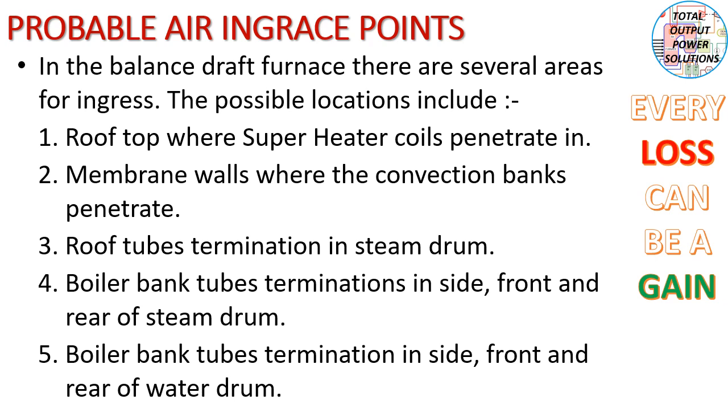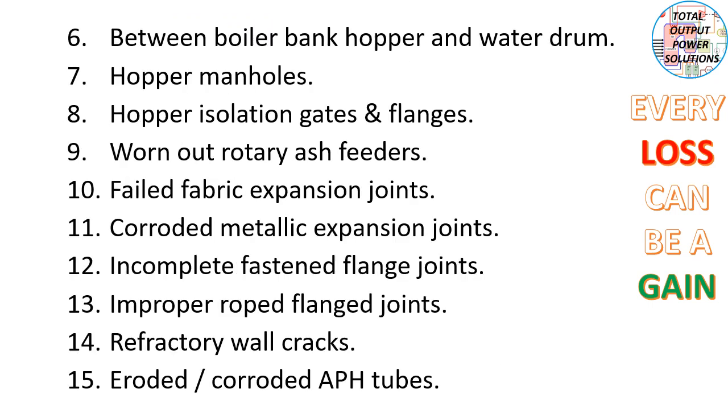The probable air ingress points can be found out. In the balanced draft furnace, there are several areas for ingress of air. The possible locations include the rooftop where superheater coils penetrate, membrane walls where the convection banks penetrate, roof tubes termination in the steam drum, boiler bank tubes terminations in the side, front and rear of the steam drum, boiler bank tubes terminations in the side, front and rear of the water drum, and between the boiler bank hopper and water drum.